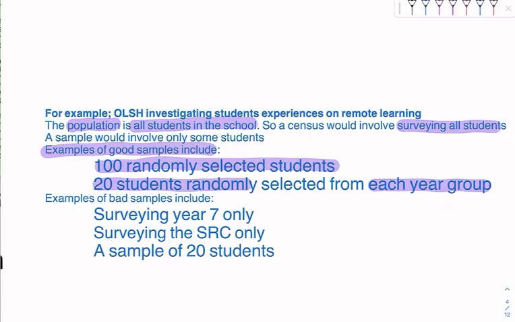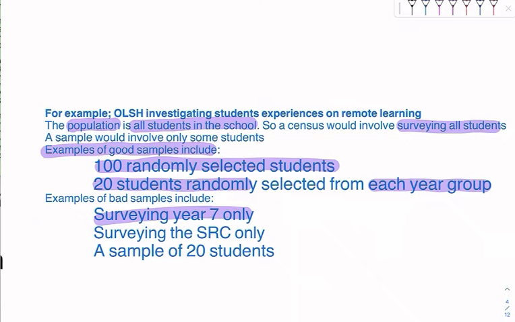Examples of bad samples in this case would include surveying year 7 only. If we only surveyed year 7, the type of work year 7 are being set is probably very different to what you might be experiencing in year 10 or what the year 11s and 12s are experiencing. So surveying year 7 only is probably not going to give us a good understanding of what the whole population of OLSH's experiences on remote learning were.